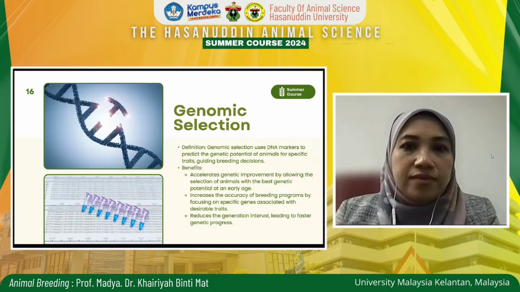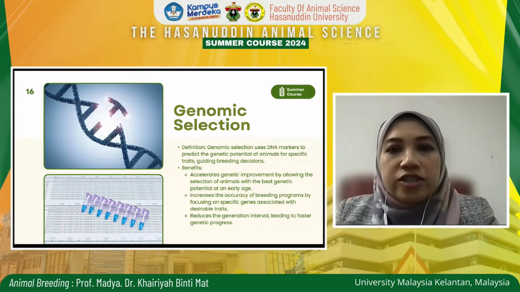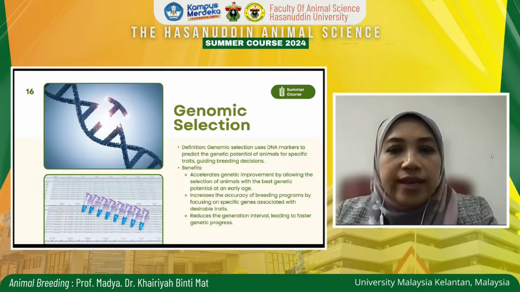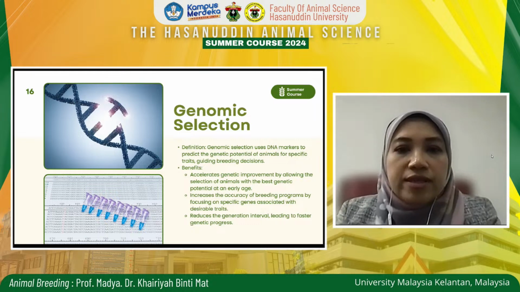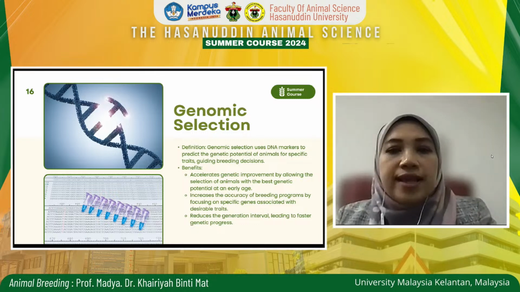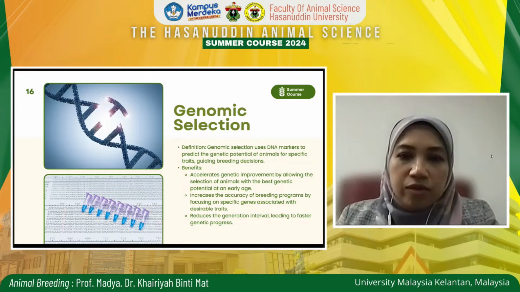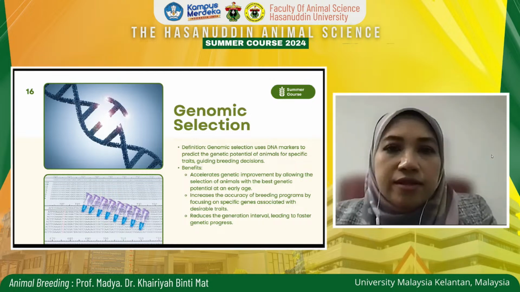All right. Another technology is genomic selection. Genomic selection uses DNA markers to predict the genetic potential of an animal for a specific trait. This will guide better animal breeding decisions. It accelerates genetic improvement, because we only select the animals with the best genetic potential at a very early age, before we can observe the characteristics of the animals.